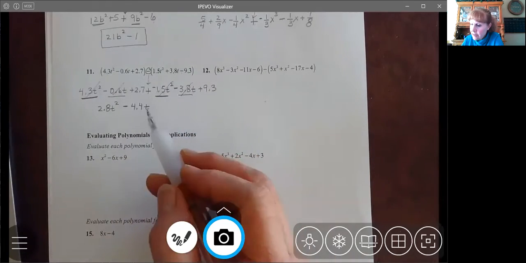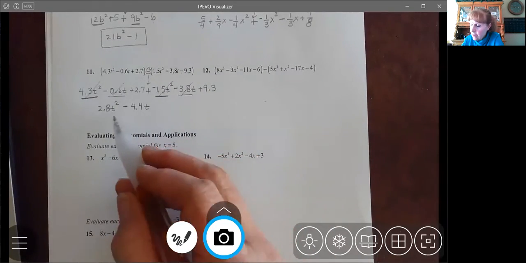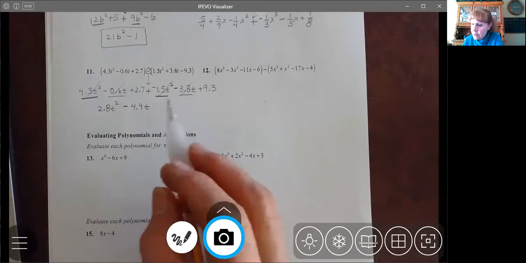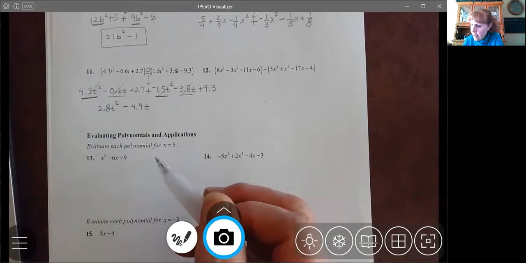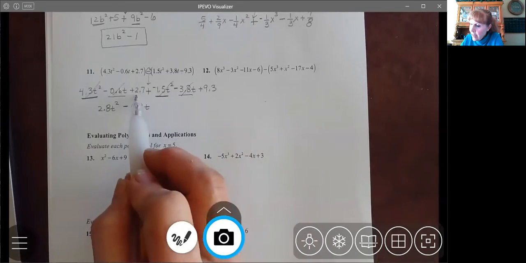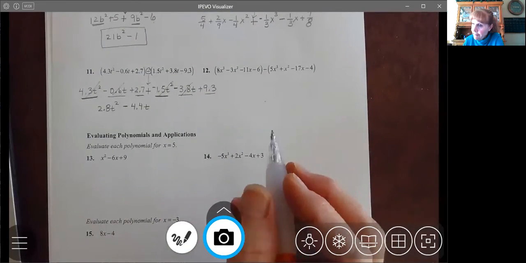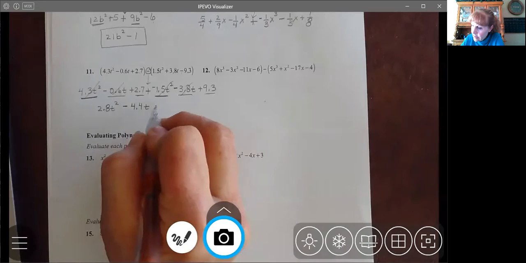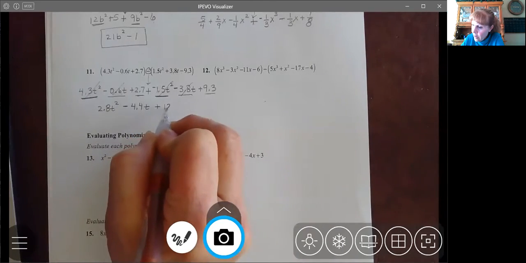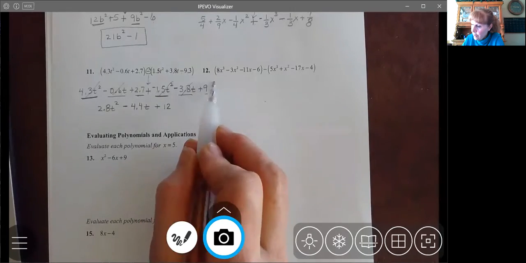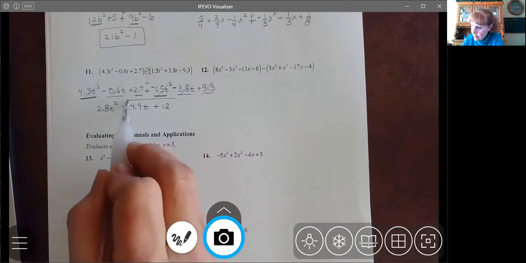Again, I'm not adding exponents, okay? I'm just adding coefficients in front. The only time you add exponents is when you're multiplying, and we're not doing that. Then I have my little constants here, 2.7 and 9.3. And when I combine those, I get plus 12. And there's your answer.